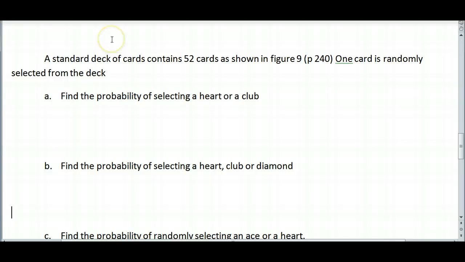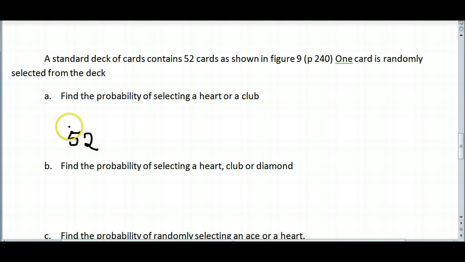We want to find the probability of selecting a heart or a club. Well, the first thing we do know is that there are 52 cards total. If you go over to the picture on page 240 of your textbook and count up, you could see that there are 13 hearts. This is my heart row right here. For this picture, we're going to ignore the bottom two. They have two jokers in the deck, which is not what we want because we have 52 cards. But we have 13 hearts total.